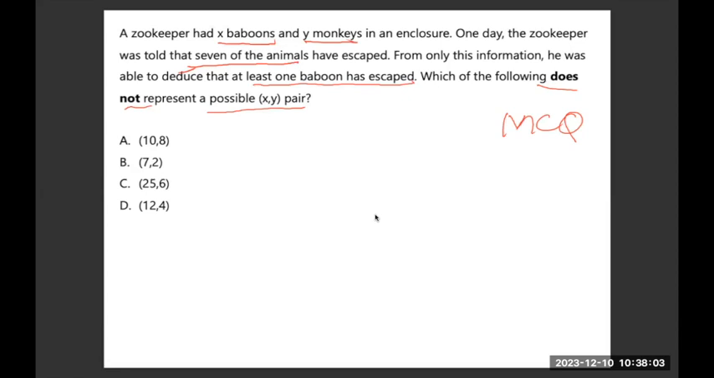Pratvi, wrong answer. Anvi, Diya, correct answer. Tanvi, wrong answer. Shrimoli, wrong answer.